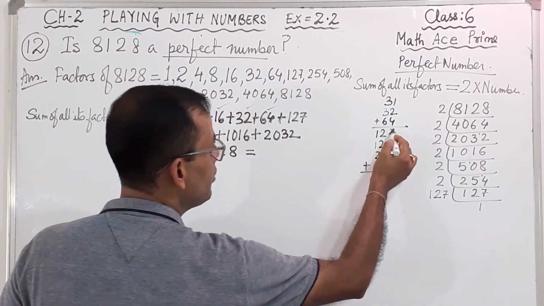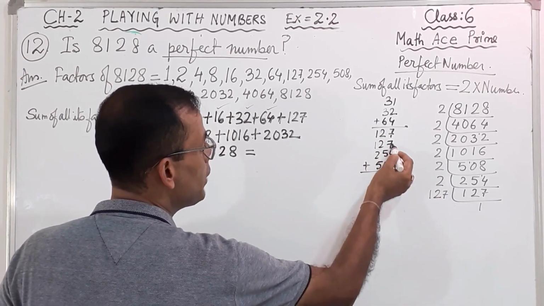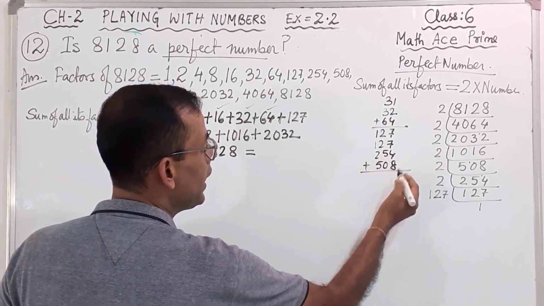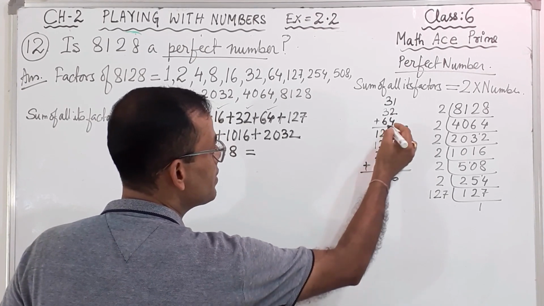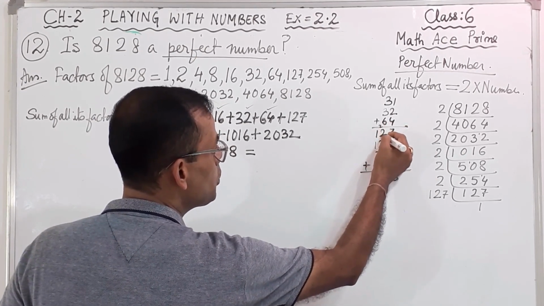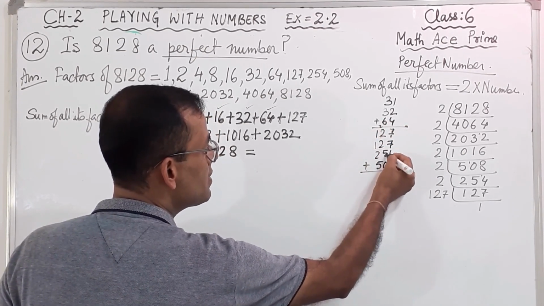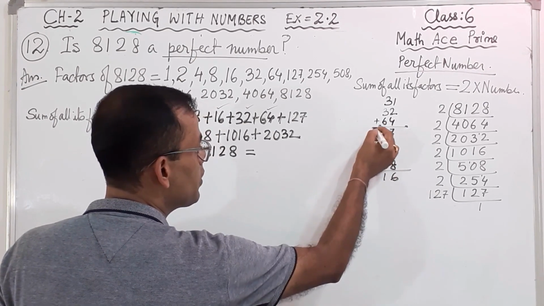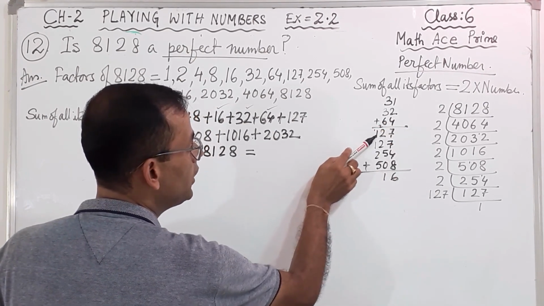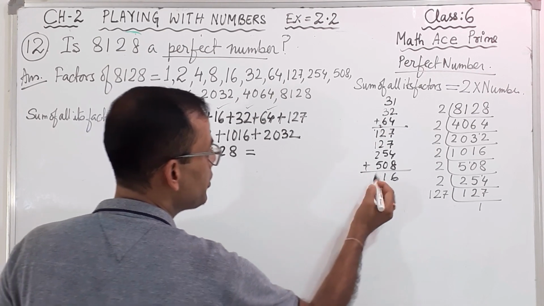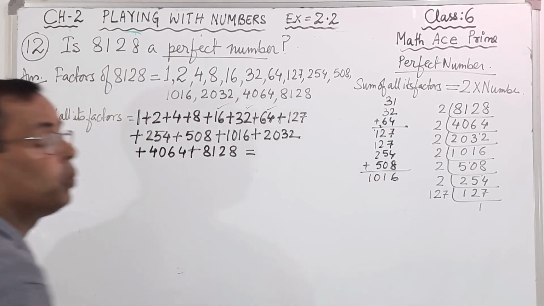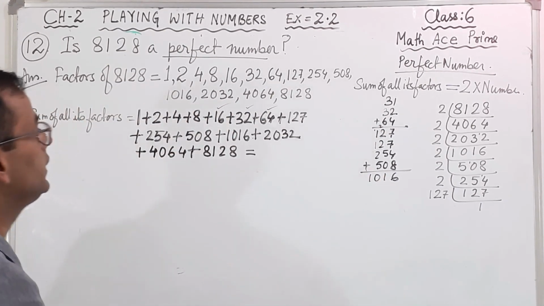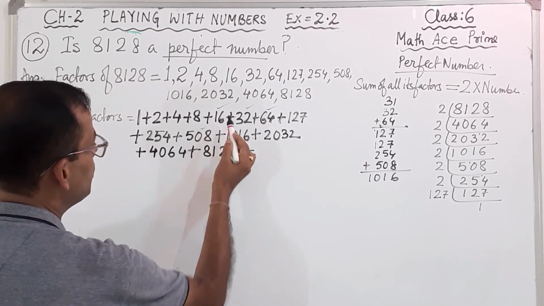Now 7 plus 7, 14 plus 4, 18 plus 8, 26. 2 carry. 2 plus 2, 4, 5, 6. 6 plus 5, 11. 1 carry. So 1, 2, 3, 4, 5. 5 plus 5, 10. So 1016. Okay, so we did up to this much.